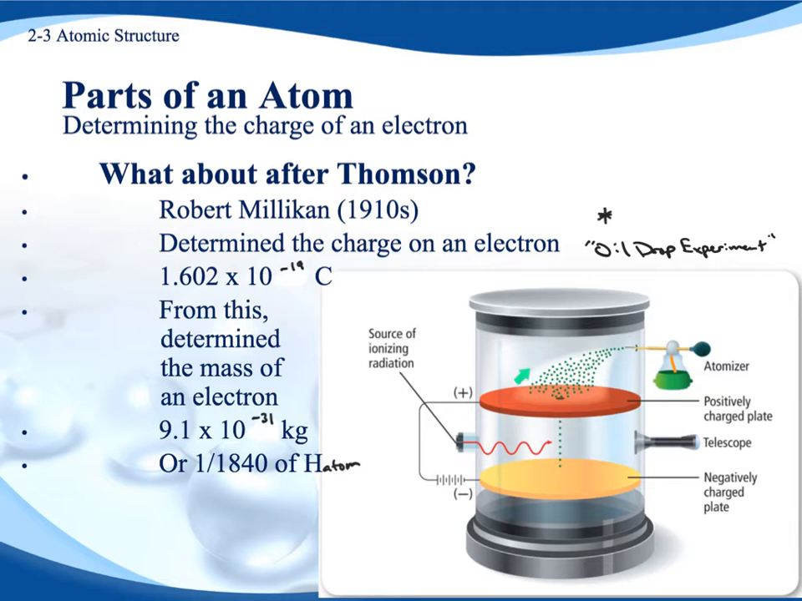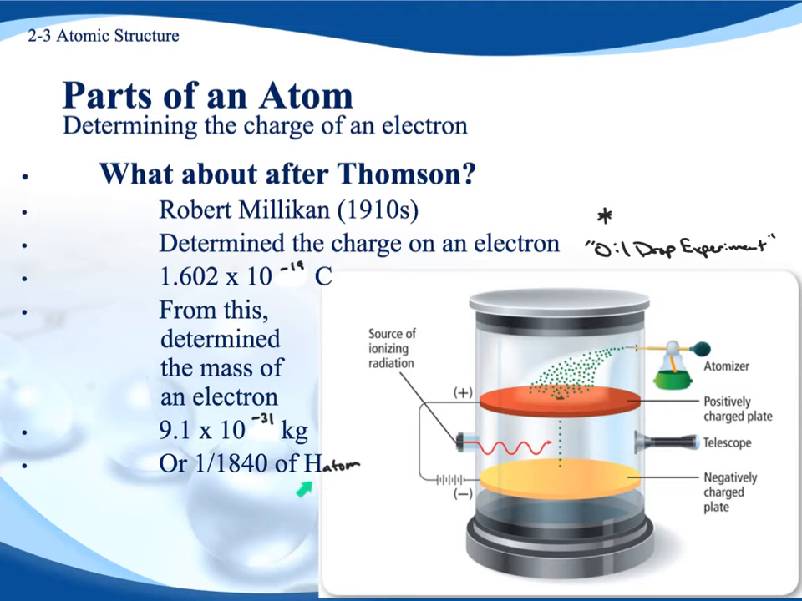He's using this oil drop experiment, which we'll talk about here in just a second. But he determines the charge on it is 1.602 times 10 to the negative 19th coulombs. So not a very strong charge, but it is negative. And if you know the charge to mass ratio from Thomson, and you know the charge, well, then you can find the mass. And he determined the mass to be 9.1 times 10 to the negative 31st kilograms. It's an incredibly tiny number. And that's also about 1/1840th of a hydrogen atom.